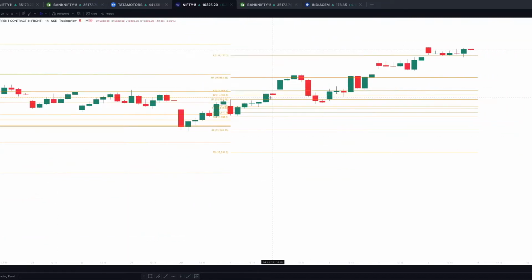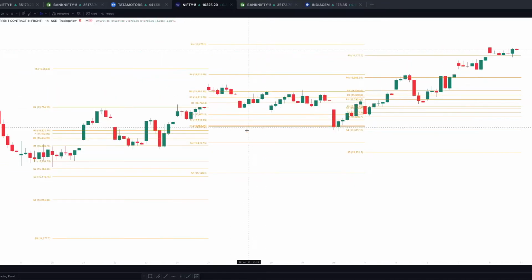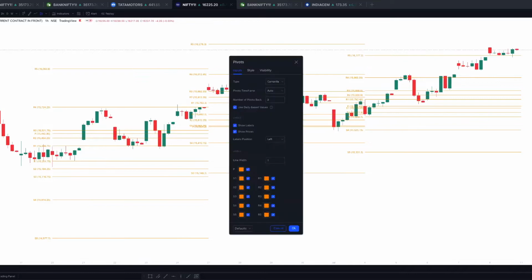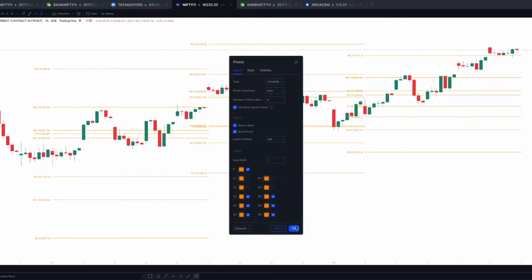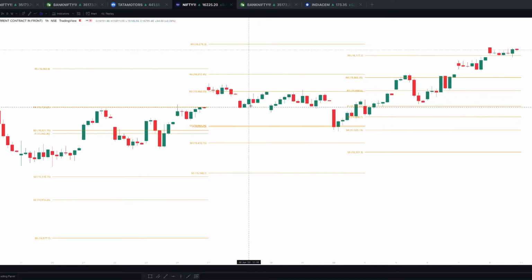Over here, because of this clutter, it is not commonly used by many. You can do one thing over here: remove this R1 S1, because they tend to overlap. R3, R4 and R5 are the very commonly used pivot resistance and support points. Once it breaks R3, the probability of hitting R4 is quite high. Similarly for R4, but the chances are much lower. If the market is really trending, it tends to do that. But R3 and R4 justification is very common.